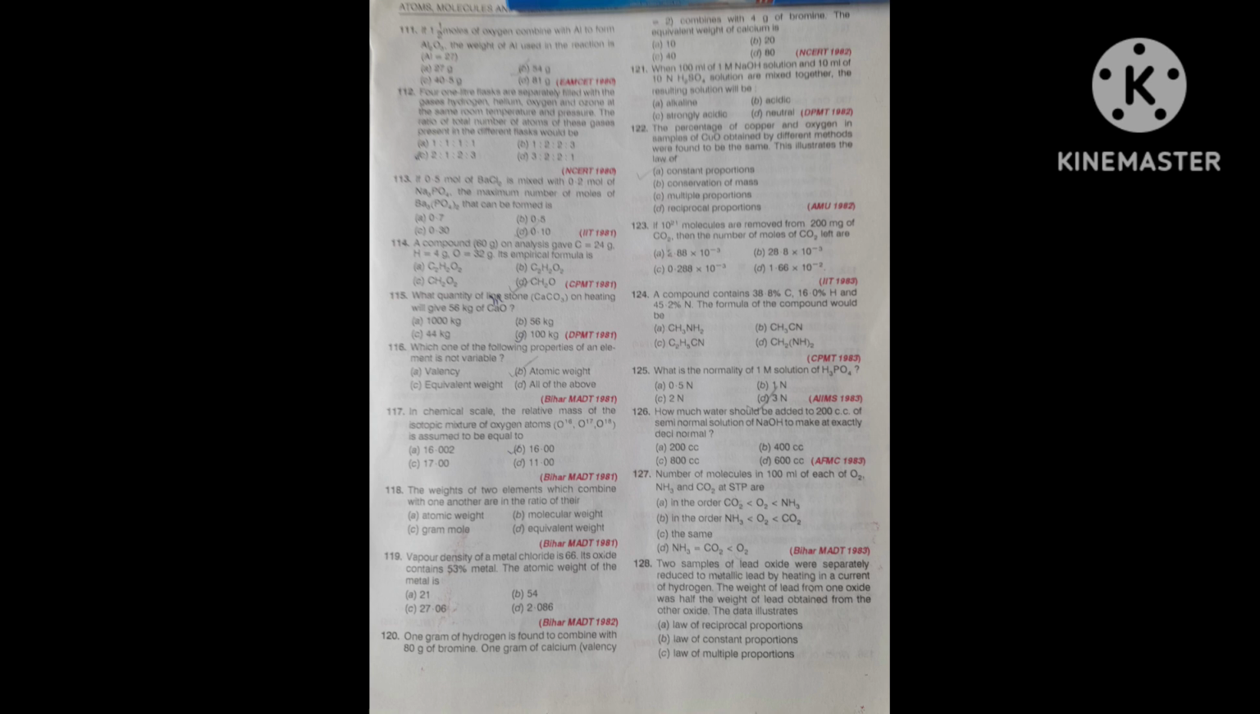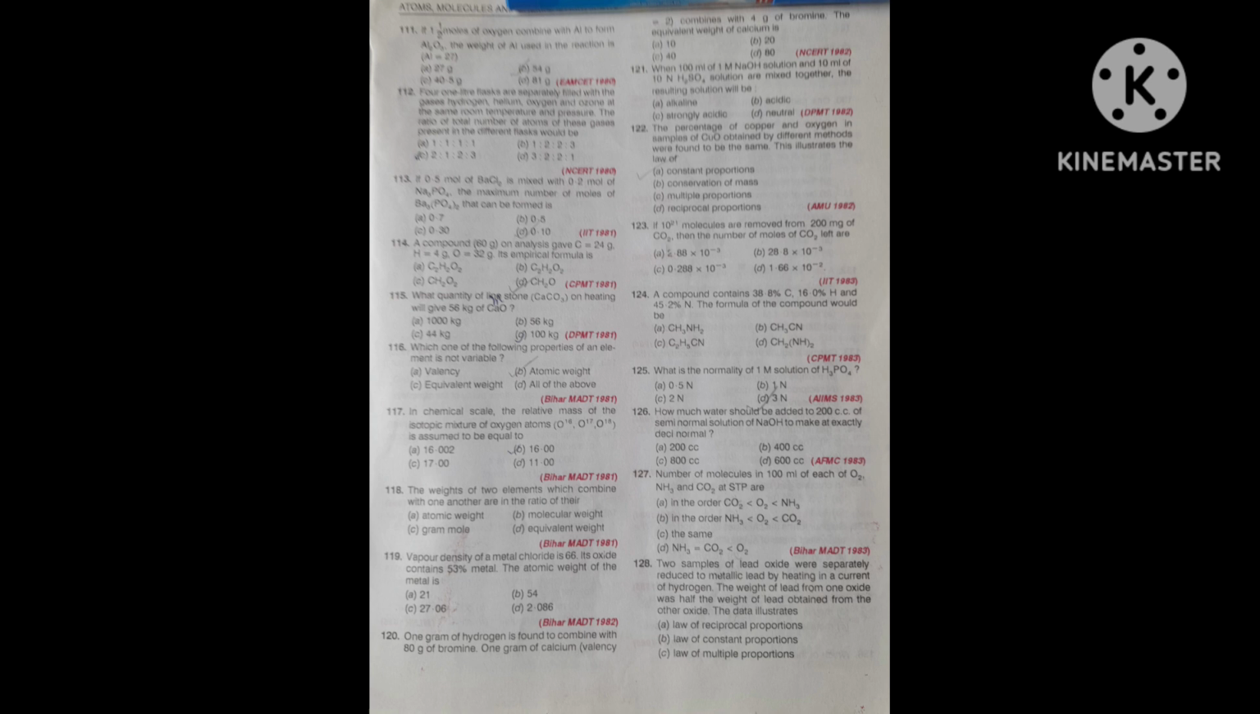Now you think, you can answer quickly. Just think. Even by seeing the question you can answer within 10 seconds. Question is asked in AIIMS. What is the normality of 1M solution of H3PO4? Then its correct answer is 3N.